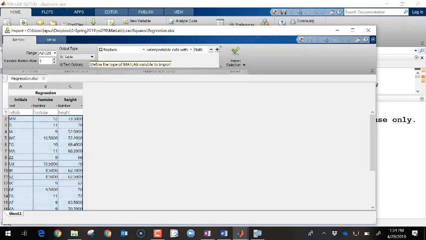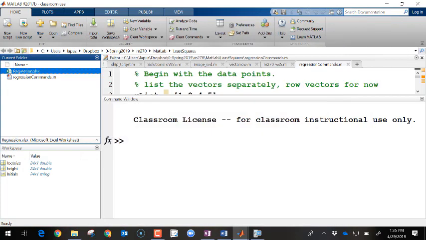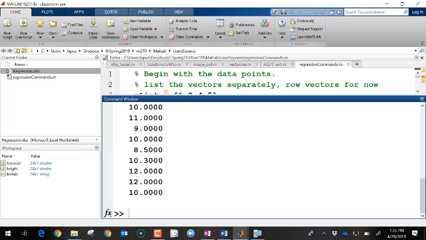I think I want to put this in column vectors. I'm not going to care about the initials. I have the foot size and the height, so I think this is good to go. Oh, there we go, the height and the foot size are here. If I check out the foot size, it's a set of column vectors. If I check out the height, it's another set of column vectors. Hopefully they matched. Is that cool so far?